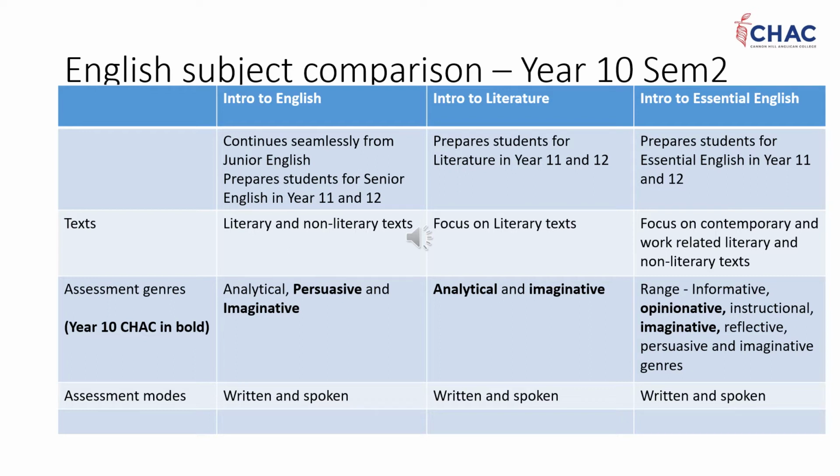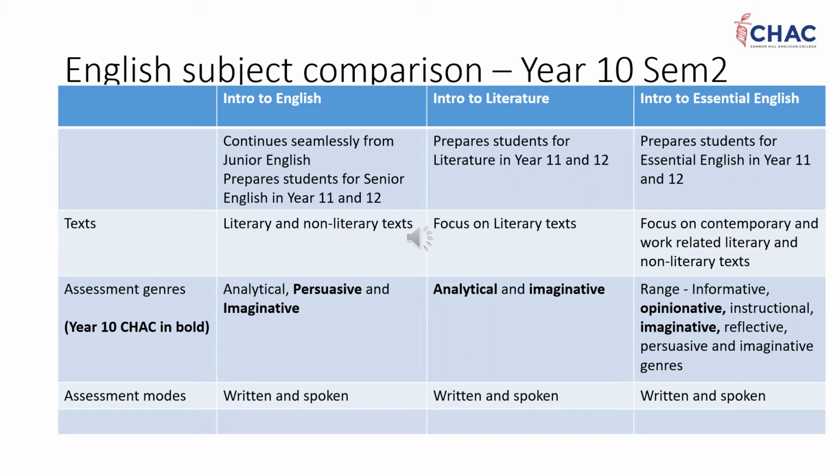However, the texts that are studied in each subject vary somewhat. In English, students study both literary and non-literary texts. In Literature, the focus is on literary texts only, while in Essential English, students study a range of contemporary and work-related literary and non-literary texts.